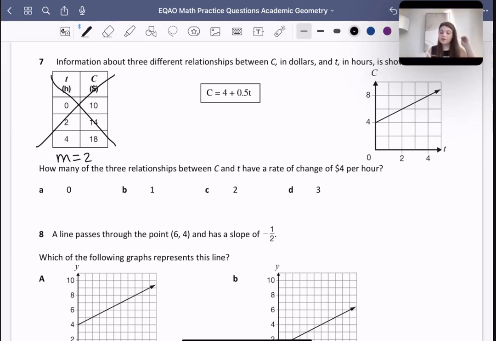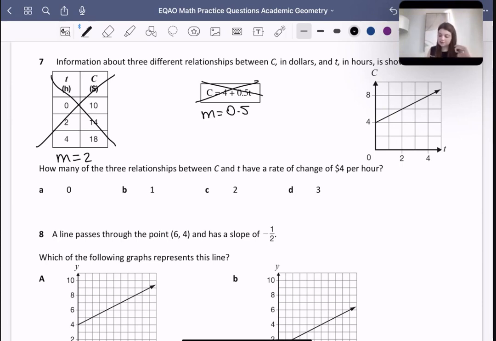Now, what about the second one? It says 4 plus 0.5t. So that means that initially it costs $4 and then it costs an extra 50 cents per hour. So therefore, m is equal to 0.5 or 50 cents. And this one's also a no. It does not have a rate of change of $4 per hour.